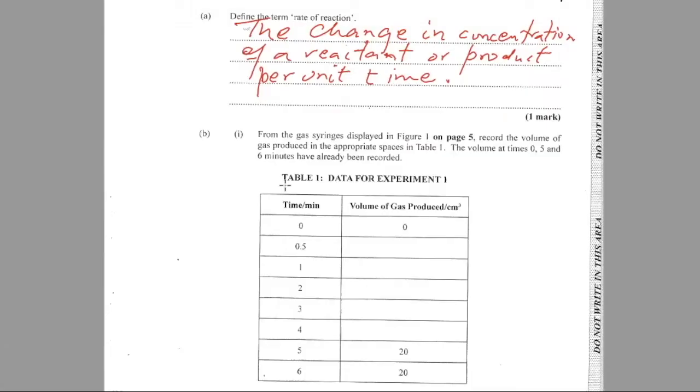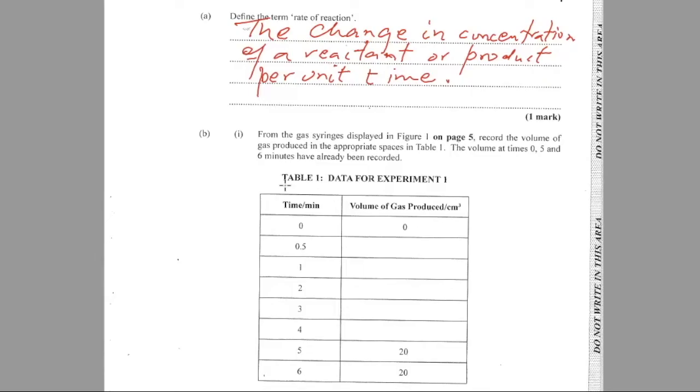Right, and then we'll move on to part B. Part 1 of B, and we're just going to write in the values that we just read off. They did it at 0 minute, 5 minutes, and 6 minutes for us. So we're just going to fill in our values for half a minute, minute 2, minute 3, minute 4.